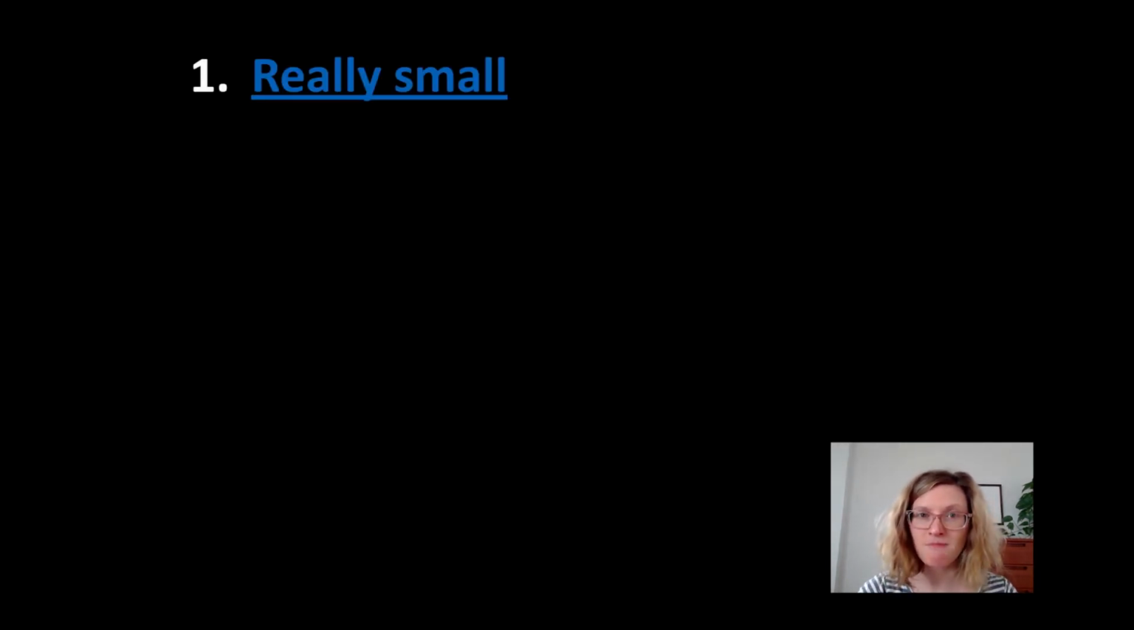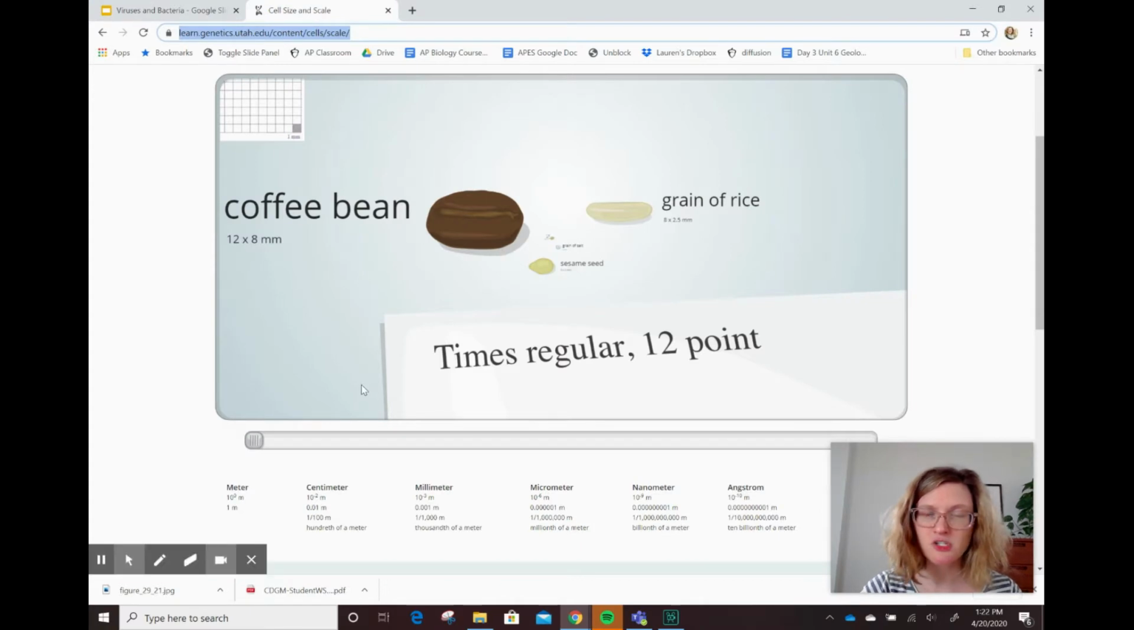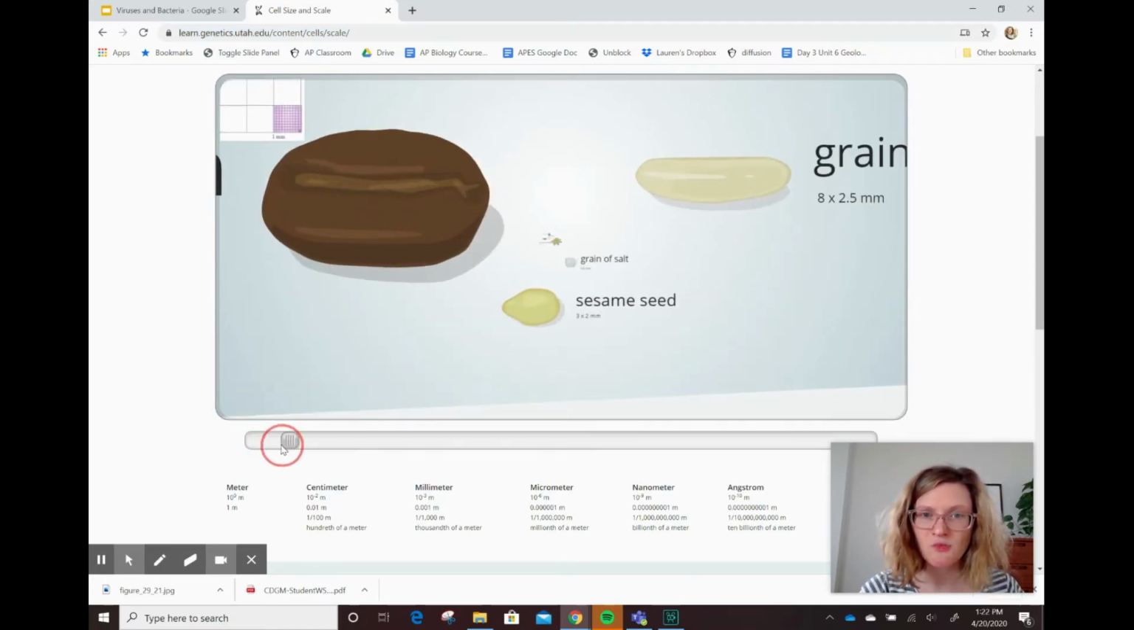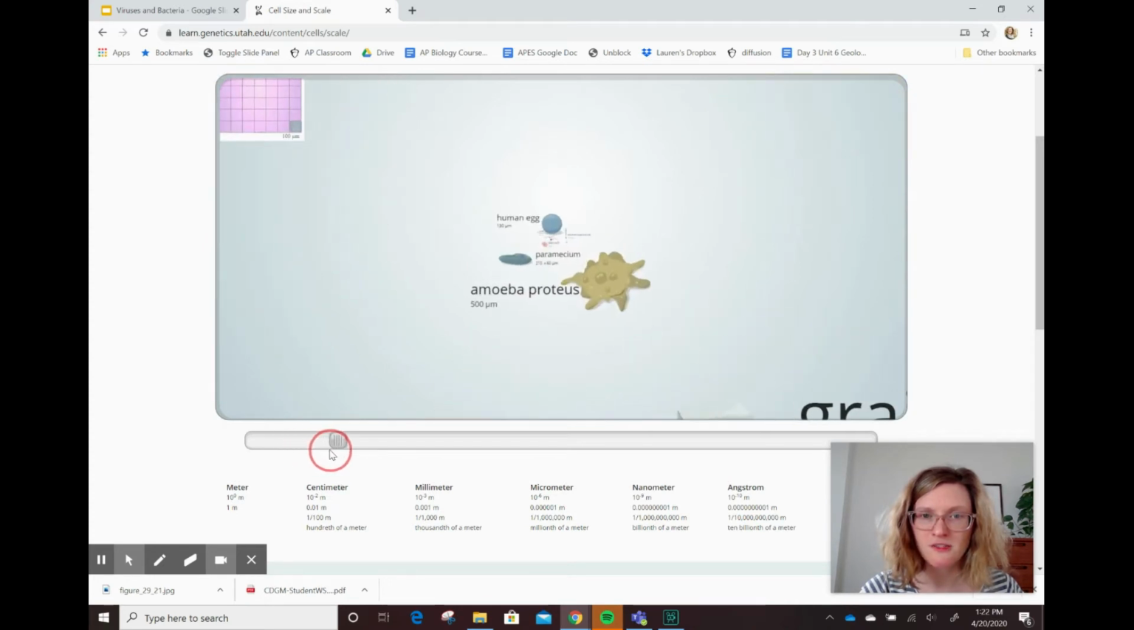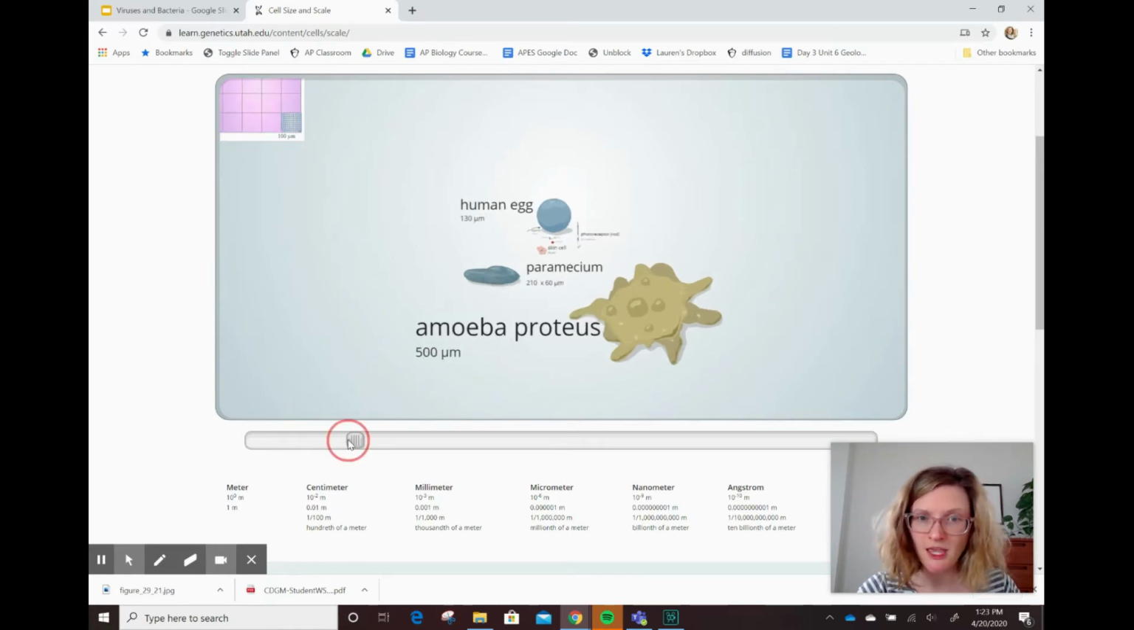First thing to know is that bacteria are really small. I'm a big fan of this simulation from the University of Utah, which shows you just how small the bacteria are. So you can see we're starting with familiar household objects like coffee beans and grains of rice, and we're going to zoom in. So we're going past a grain of salt. Here we've arrived at the first eukaryotic cells. So the amoeba, the paramecium, the human egg, these are all eukaryotic cells. They have a nucleus and other membrane-bound organelles. Let's keep on zooming in.